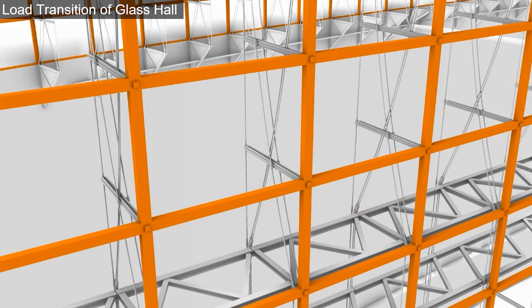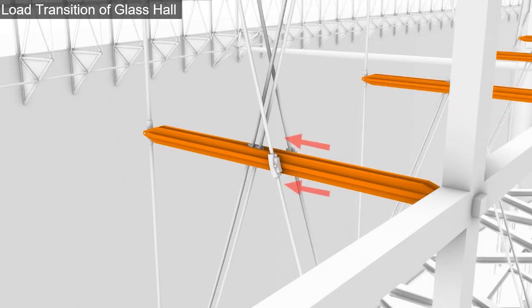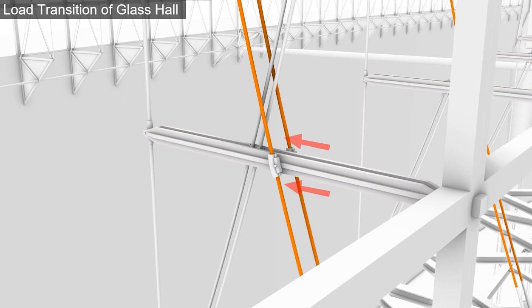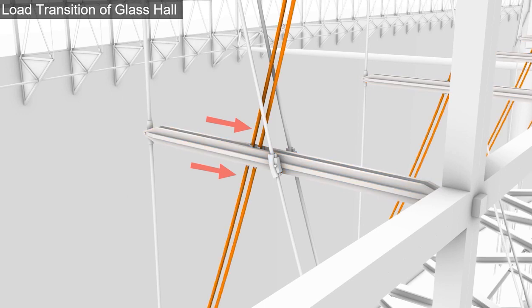The second step is load transfer. The steel compression members then pass the loads to the arc-shaped cables. Depending on the direction of the external load, different cables receive the stress. Indoor directed loads go to the positive compression cables, while outdoor directed loads are taken by the negative compression cables.